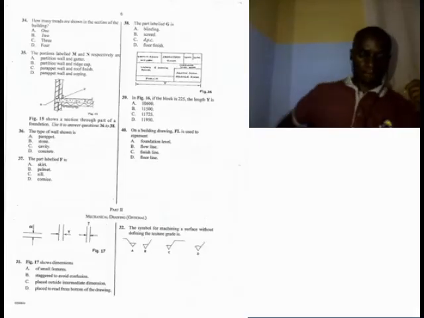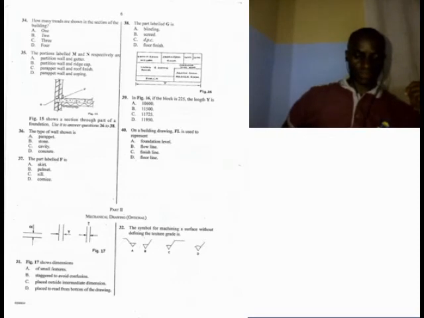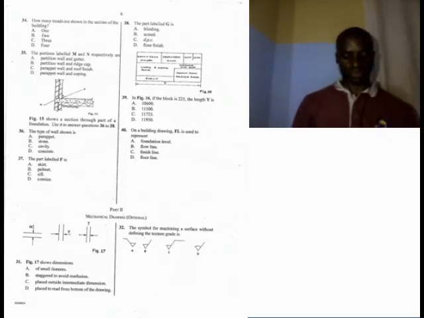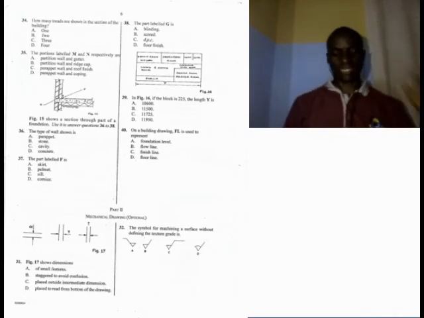31. Figure 17 shows dimensioning. A, of small features. B, staggered to avoid confusion. C, placed outside immediate dimensions. D, placed to read from the bottom of the diagram. The correct answer is A.